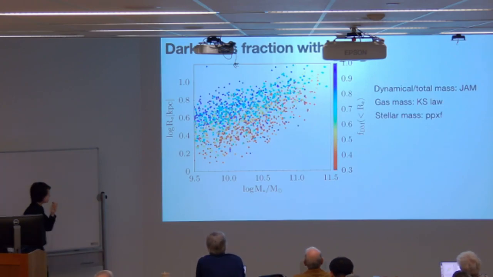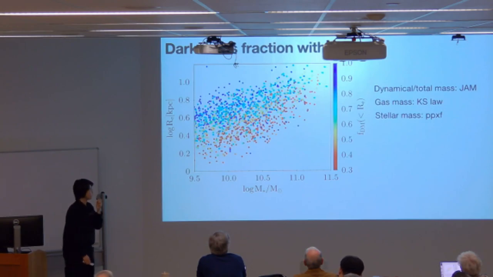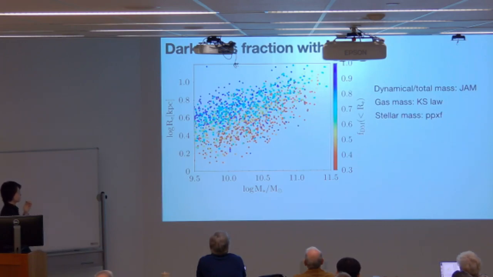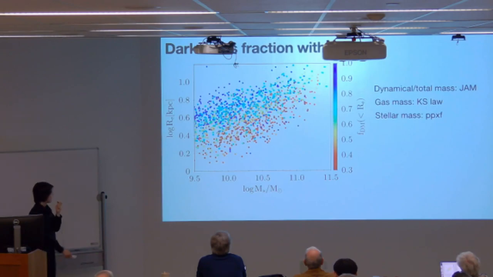So I'm coloring this size-mass plane by the dark matter fraction within the effective radius. The total mass, or dynamical mass, is from JAM fitting, the gas mass is from the Kennicutt-Schmidt law, and the stellar mass is from PPXF fitting of the MaNGA spatially resolved maps. So we are able to calculate the mass of each pixel and calculate the stellar mass within the effective radius. And here is the result of the dark matter fraction distributed on this plane.